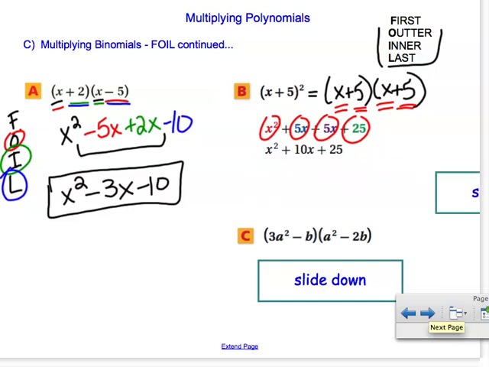Okay, the second one, letter C, example C, is a little more tricky only because you've got some terms with some larger exponents on here. So let me try that one as well, and I'll come back to you.